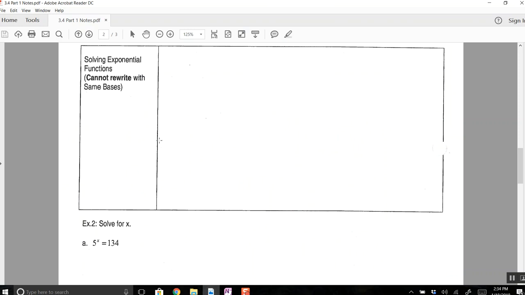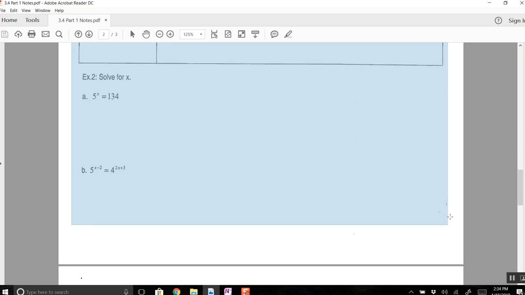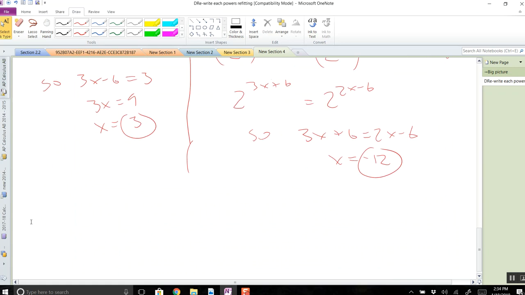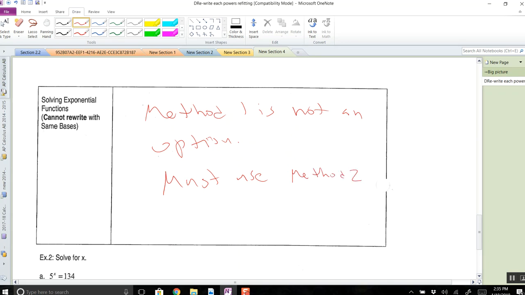So let's encounter an equation where method 1 does not work. That would be when you just can't rewrite the bases. So let's look at that, and then we'll do another one after that one, and you practice on your own. Okay. So in this case, when you can't rewrite the bases, method 1 is not an option. Or sometimes even method 2 may not be an option, as you'll see very shortly.